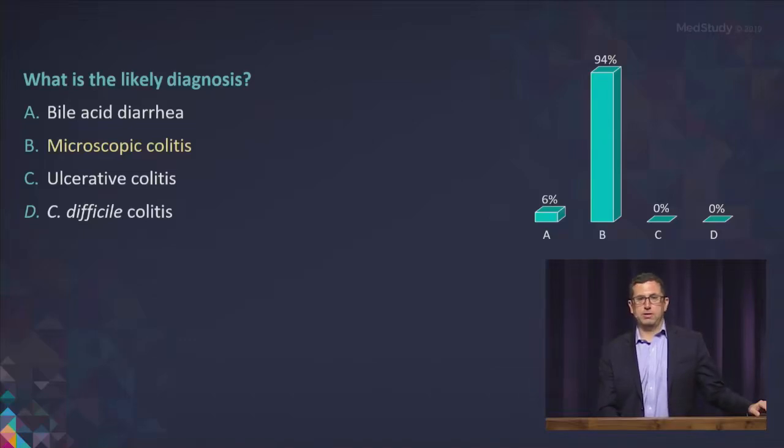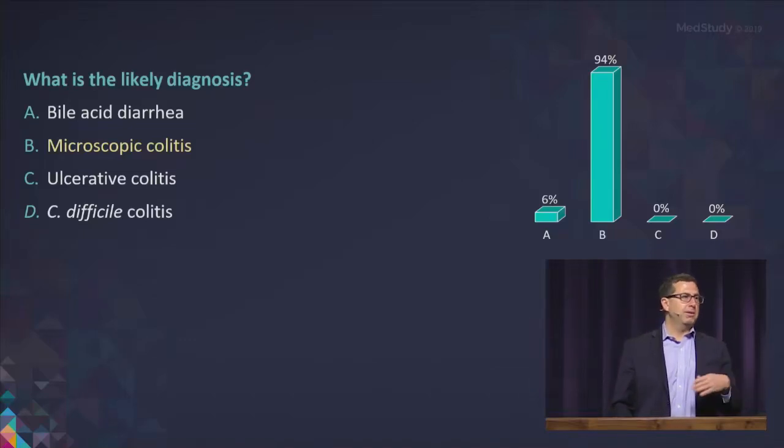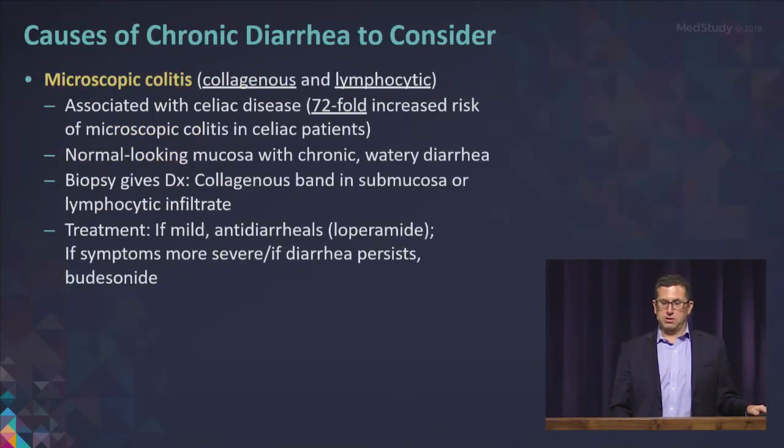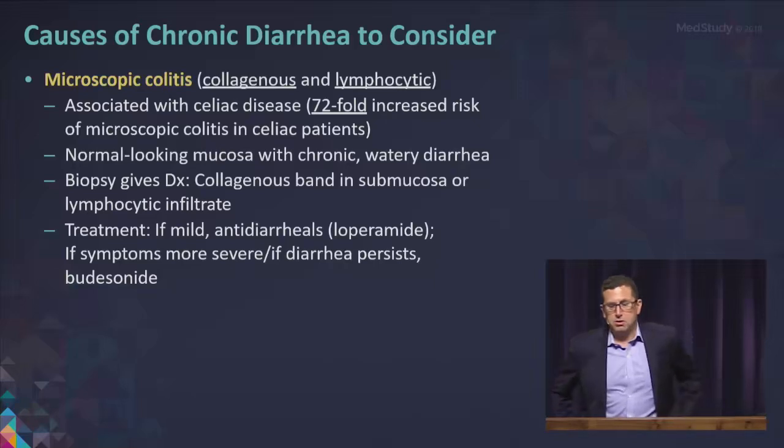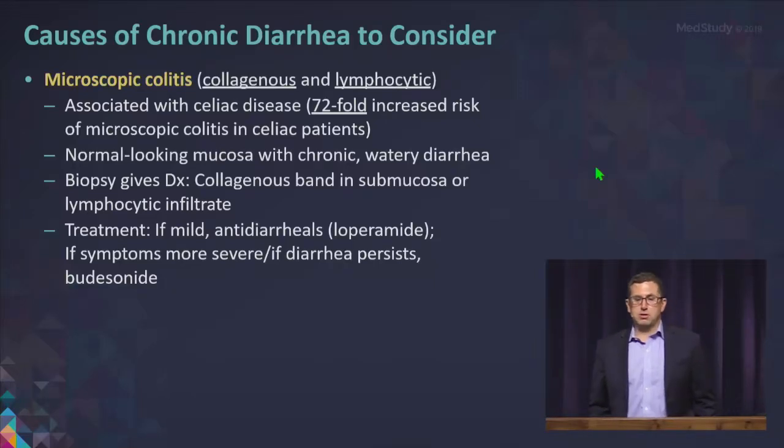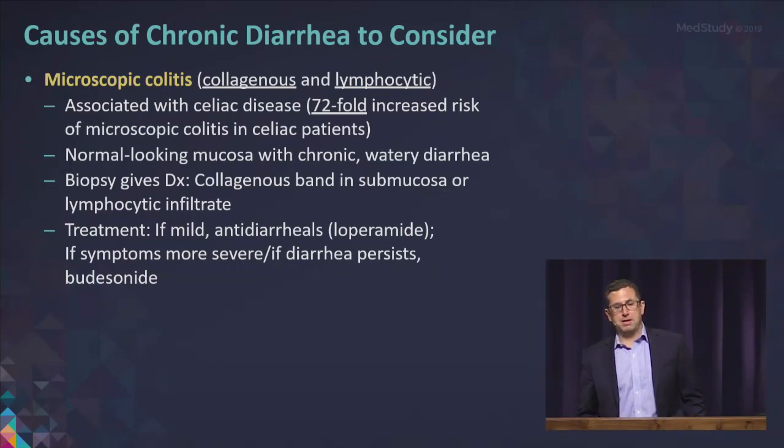Right, microscopic colitis. So the hint there is that everything looks normal, right? But under the microscope, it shows a lymphocytic infiltrate. So the answer is microscopic colitis. So microscopic colitis, there are 2 subtypes. There's collagenous and lymphocytic. A key and testable point would be that it is associated with celiac disease. So there's a 72-fold increased risk of microscopic colitis in celiac patients and vice versa.